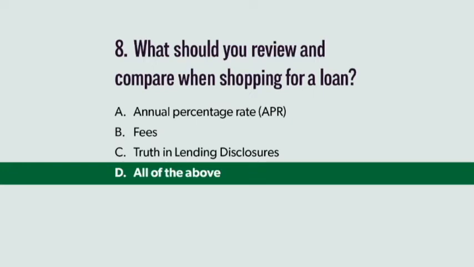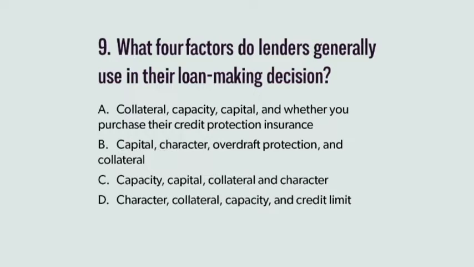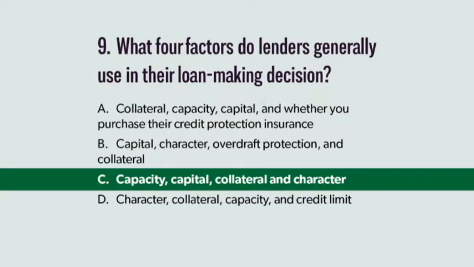Number 9, what 4 factors do lenders generally use in their loan-making decision? A, collateral, capacity, capital, and whether you purchase their credit protection insurance. B, capital, character, overdraft protection, and collateral. C, capacity, capital, collateral, and character. Or D, character, collateral, capacity, and credit line. The correct answer is C, capacity, capital, collateral, and character.